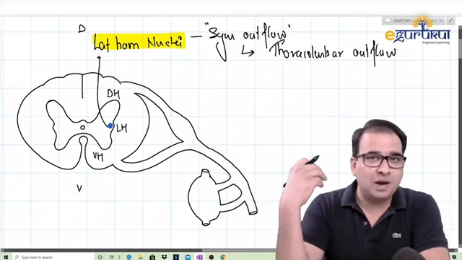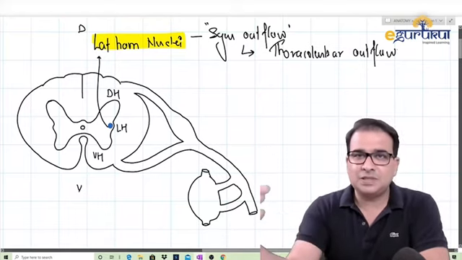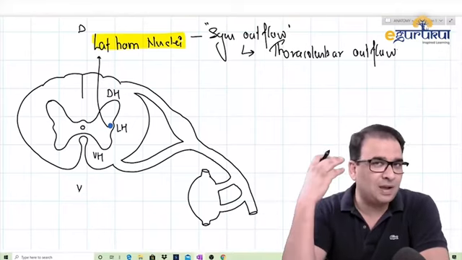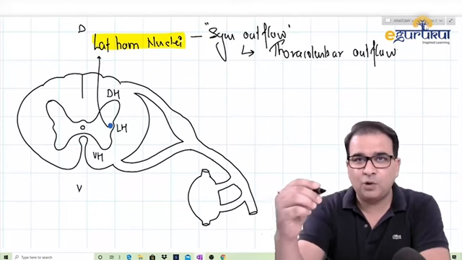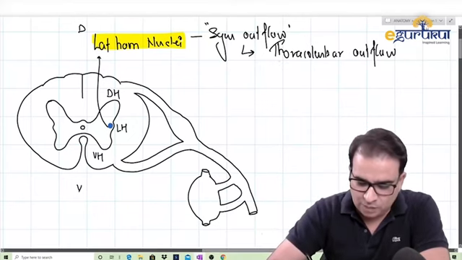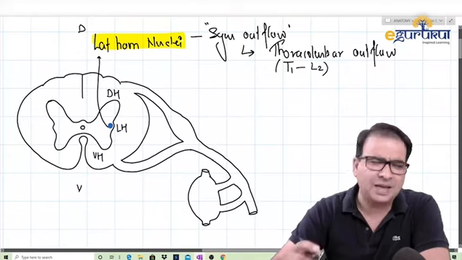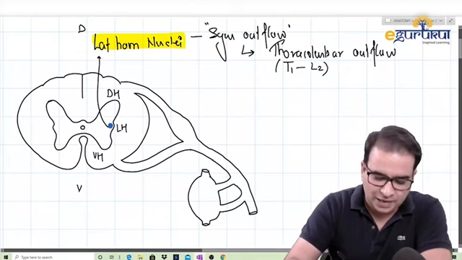We know that craniosacral outflow is the parasympathetic nervous system. That's the parasympathetic nerves coming out from the cranium and the sacral region. And sympathetic nerves come out from the thoracolumbar region, the thoracolumbar outflow. And this thoracolumbar outflow extends from T1 to L2. It can be L3 also, but usually it's L2.